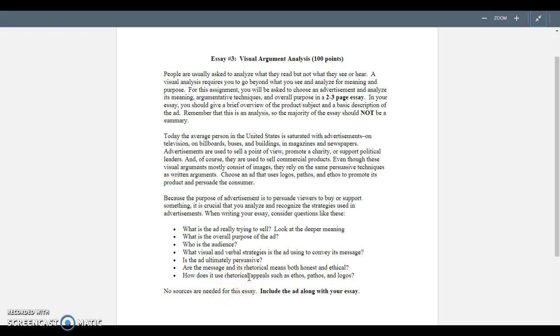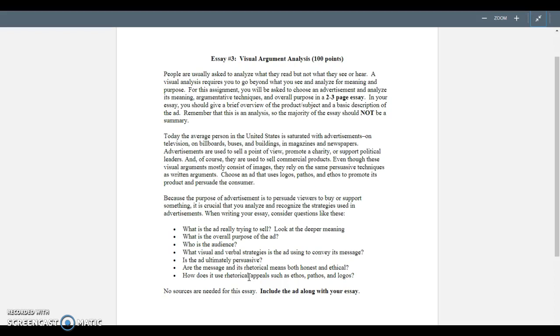So as far as the instructions, what you want to do is look at how the ad is persuading its audience. You are going to analyze its rhetorical techniques and also its rhetorical appeals. So whenever you're looking at the ad, besides looking at the rhetorical appeals and argumentative techniques, you also want to look at the color, the font. You want to analyze how that relates to the argument.